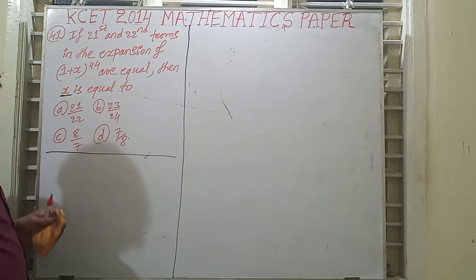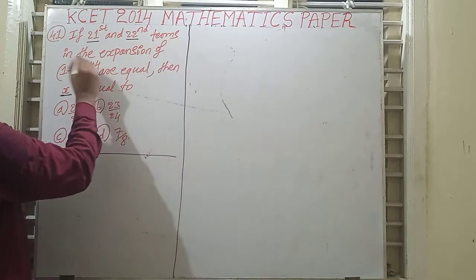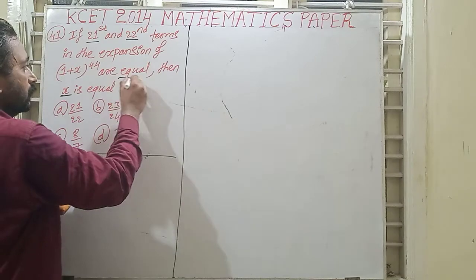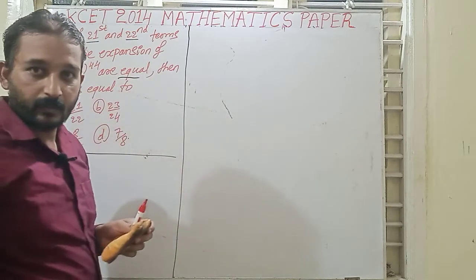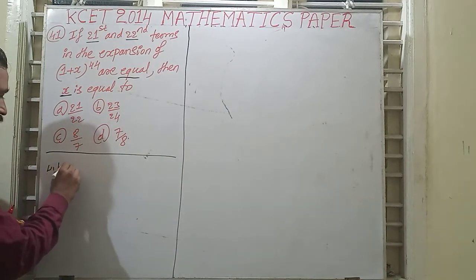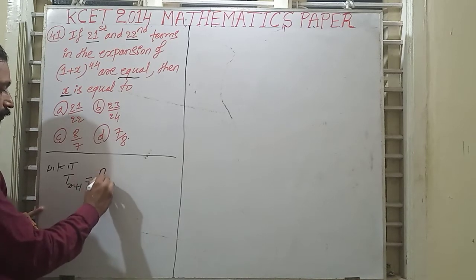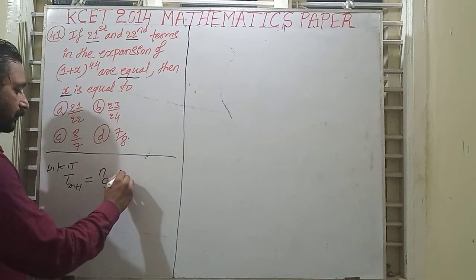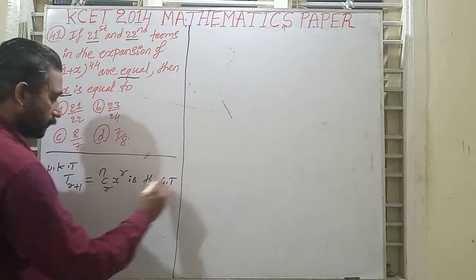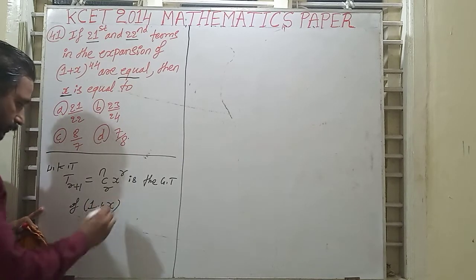So what is the given data? If the 21st and 22nd terms in the expansion of 1 plus x to the power of 44 are equal, then we have to find the x value. Using the formula for the general term, what is the general term? T r plus 1 is equal to nCr x to the power of r, the general term of the binomial expansion of 1 plus x to the power of n.